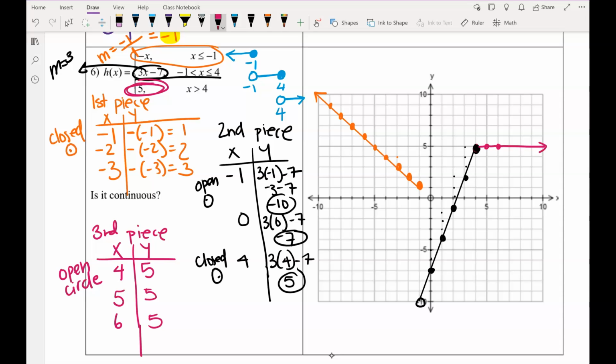Even though two pieces are continuous, the entire function, that means all three pieces, is not. So the whole function is not continuous. And that's it, students.